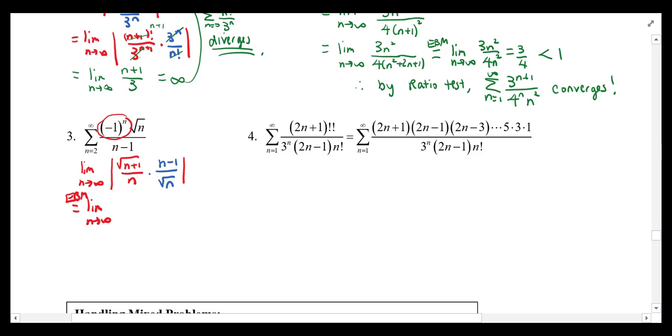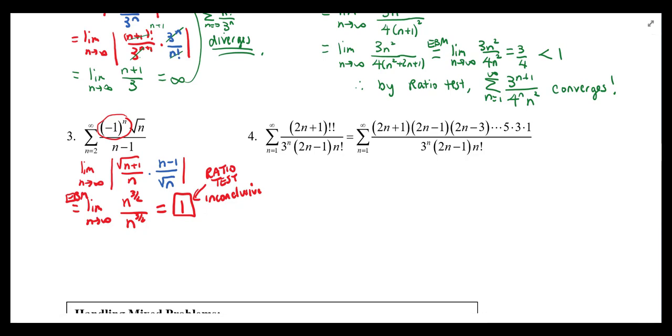The highest power of n in the top would be what? I think n times root n, so that's like n to the 3 halves. It's the same in the bottom, and wait, this is a problem because it equals 1. Ratio test is a flop. It's inconclusive. Can't do it. So unfortunately for this one, you're going to have to find another way to figure out if this is convergent or divergent.